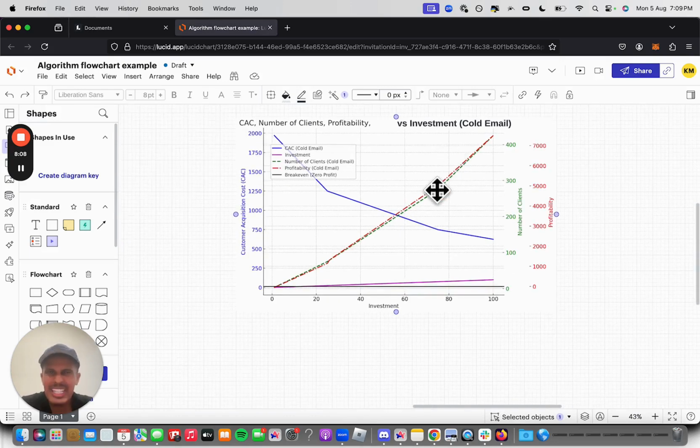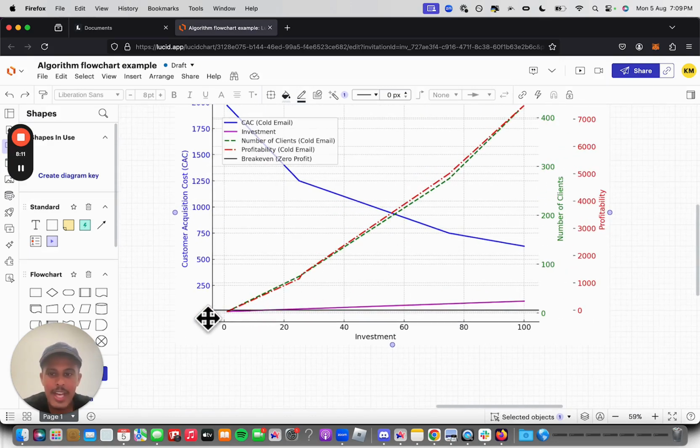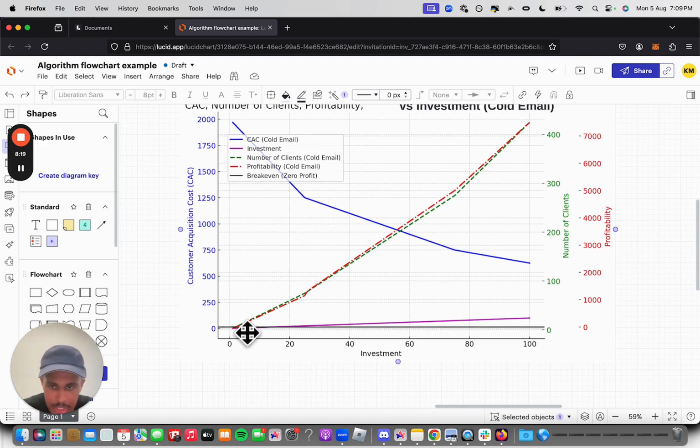And it's a very clean graph, right? Because it makes so much sense that the profit line is here, right? The investment incrementally will minimally increase as you send more emails. But the best part is that when you start, the customer acquisition cost is high in the beginning, right? You could say it's high.